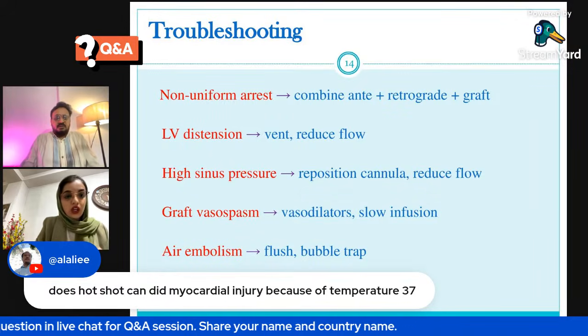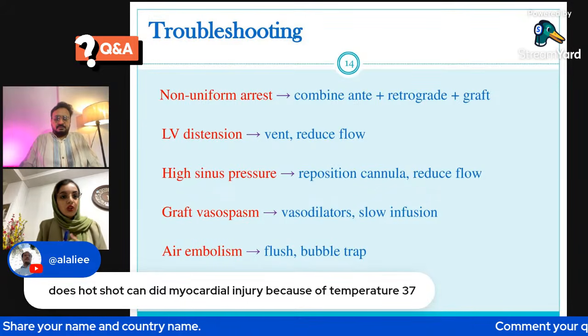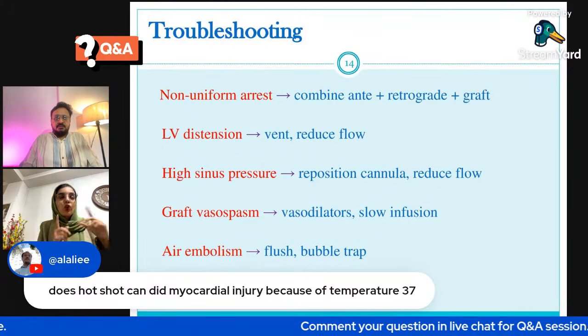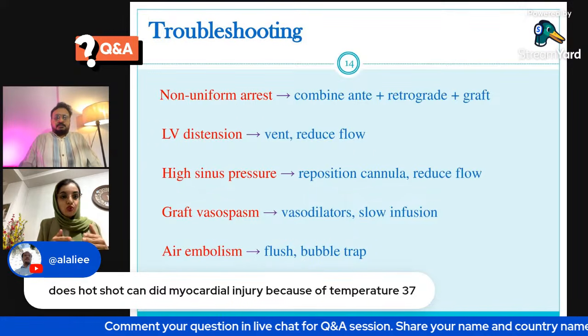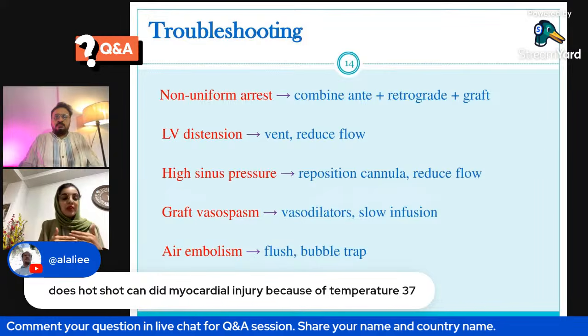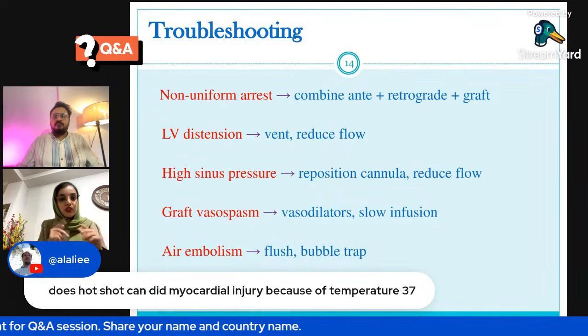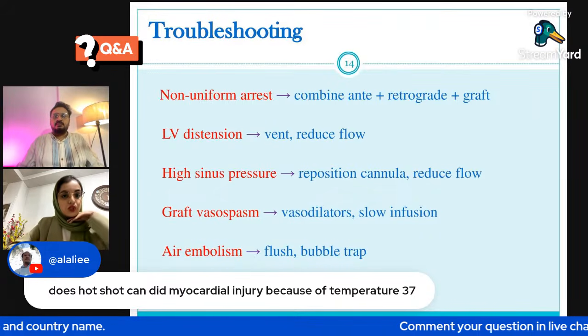Actually, the aim of hot shot is to avoid reperfusion injury. But control of the temperature gradient is very important. For example, you should rewarm gradually, not very fast. Controlling the range of temperature is important, but hot shot is very good to avoid injury.